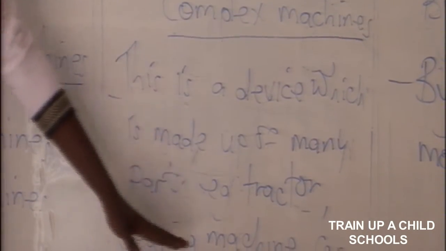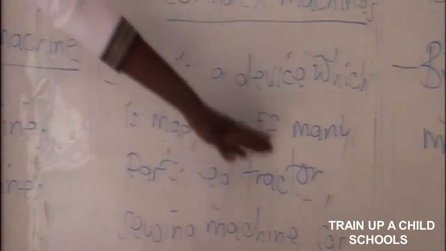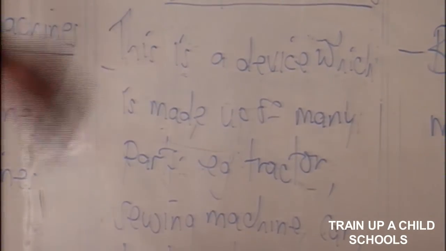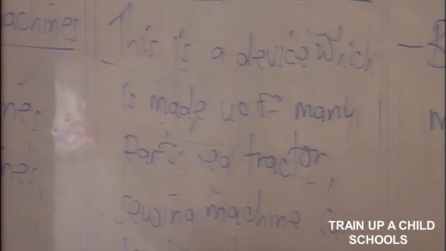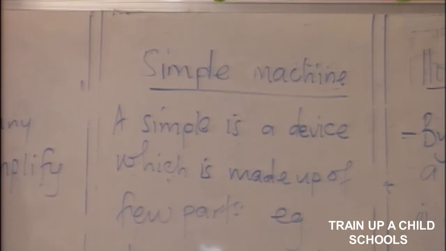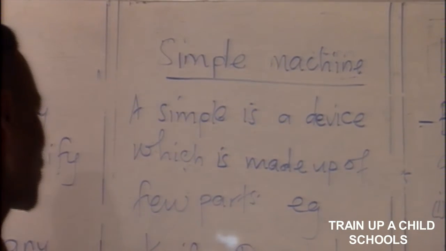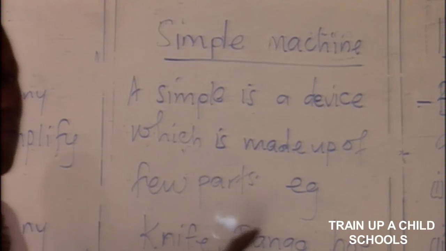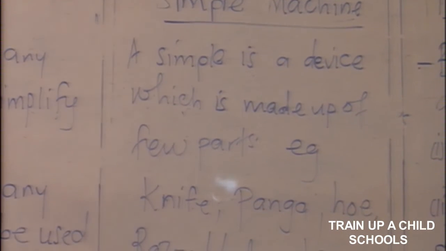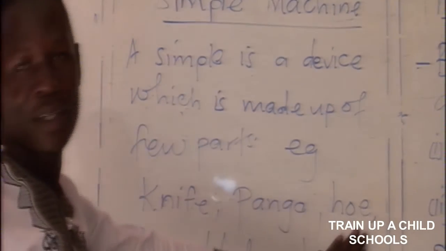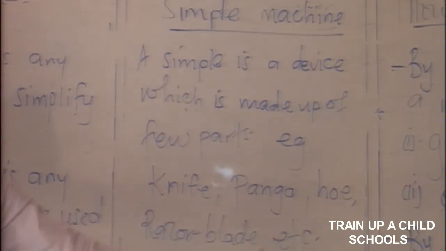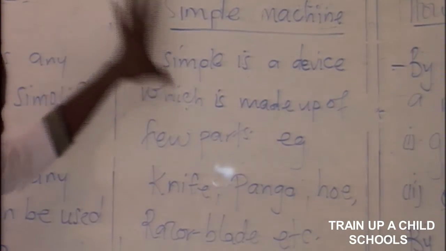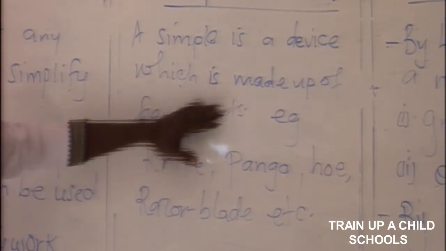For example, a tractor, when you look at a tractor, it has got very many parts, of which someone actually cannot count and finish. Then we have simple machine. What's a simple machine? This is a device which is made up of few parts. For example, a knife. And for you to use a knife, you don't need training. No one should actually train you on how to use a knife. And for you to use a hoe, you just have to look at someone using it. Then tomorrow you also pick a hoe and start digging or weeding. So these machines or these devices do not have many parts.